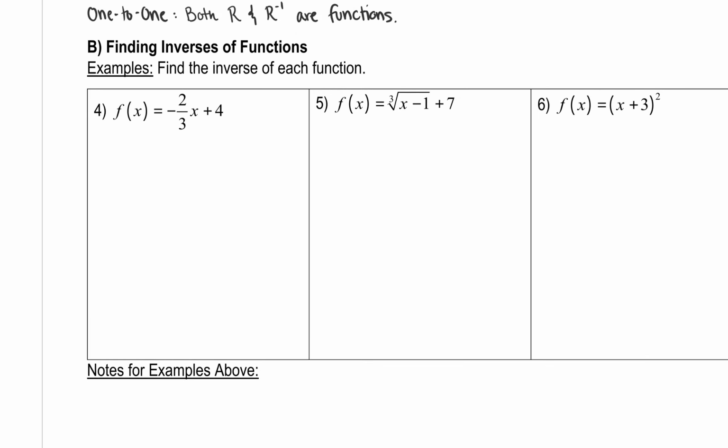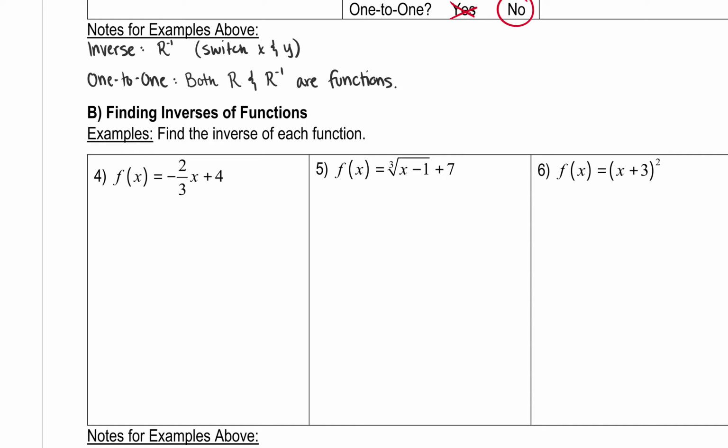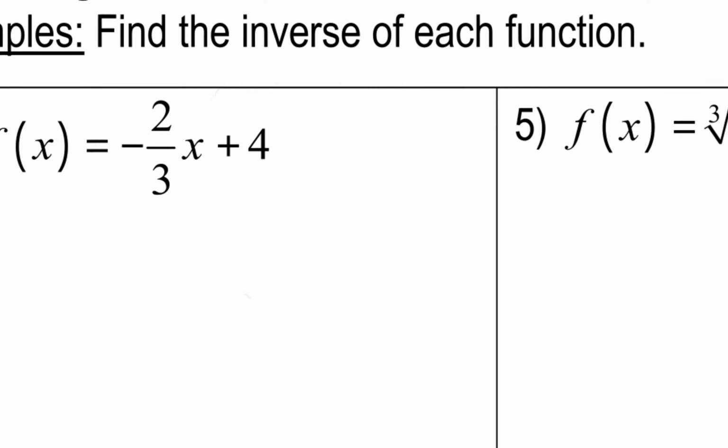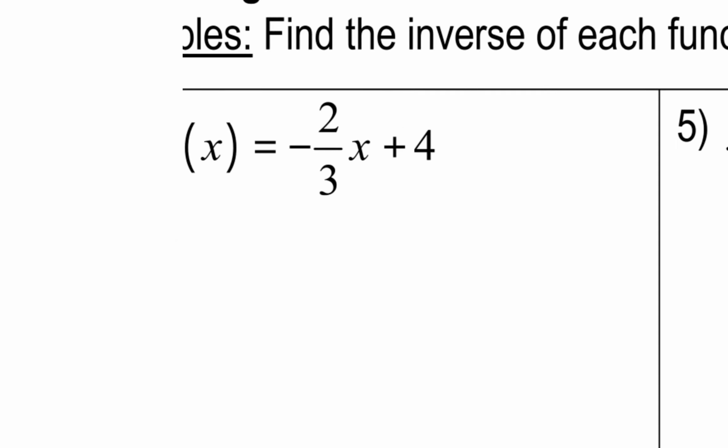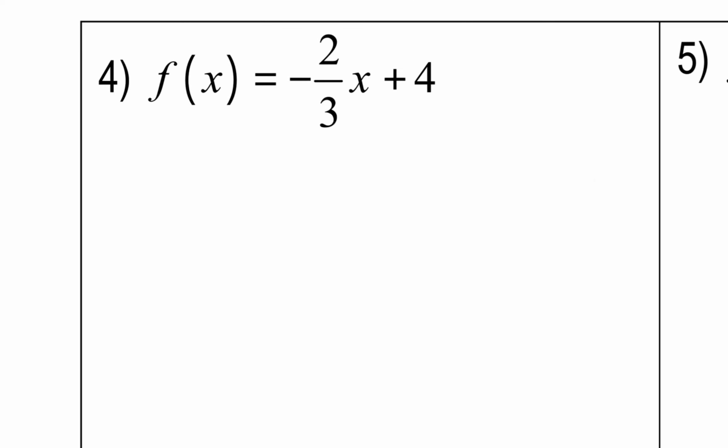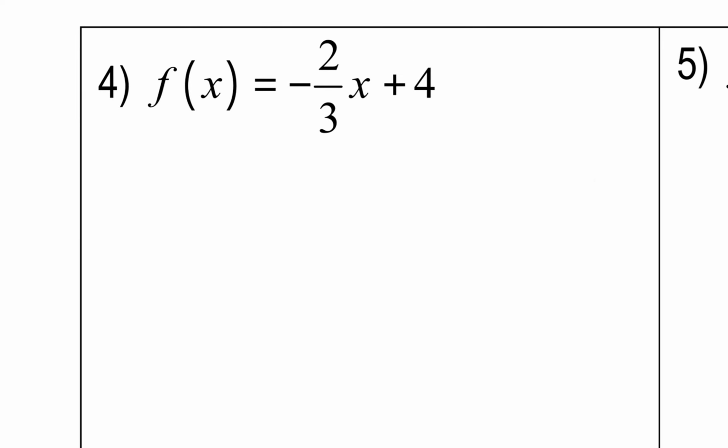Alright, so remember what we just wrote above. Inverse means to switch x and y. So for here, I'm going to do the exact same thing. I know it says f of x, and you're like, well, there's no y. That is y, actually. That's just the fancy way to write it. So if you really wanted to, let me cross this out, and let's say that this is actually y equals. So I have y equals negative 2/3 x plus 4.